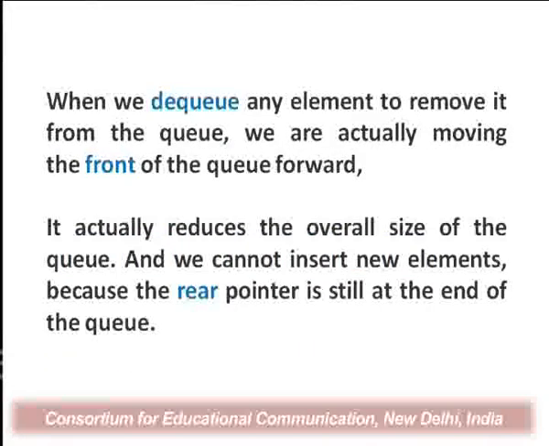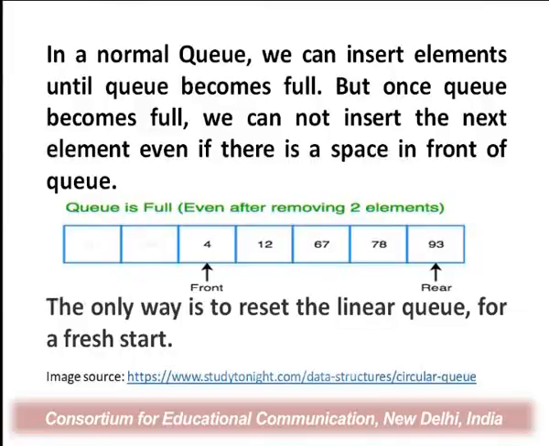So, when we dequeue any element to remove it from the queue, we are actually moving the front of the queue forward. Fine. It actually reduces the overall size of the queue, and we cannot insert new elements because the rear pointer is still at the end of the queue, as you can see here in the figure. So, in a normal queue, we can insert elements only until the queue becomes full from the rear side.